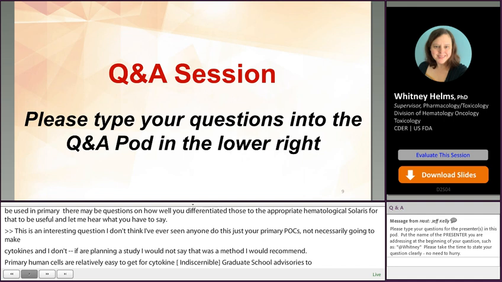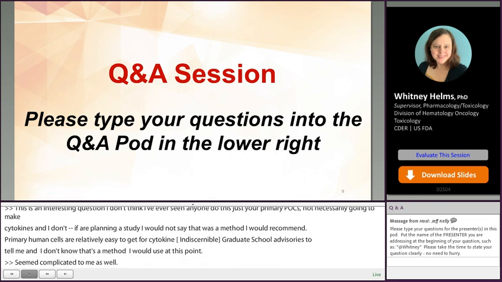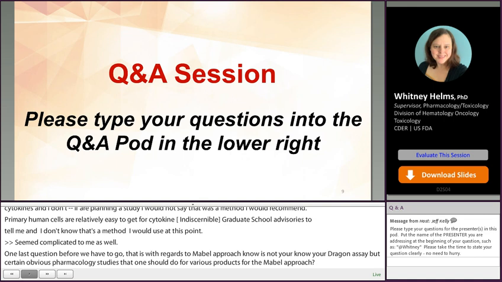One last question before we have to go, and that's with regards to a MABEL approach. I know it's know your drug, know your assays, but are there certain obvious pharmacology studies that one should do for various products for the MABEL approach? Well, other than doing your cytokine release assays, I think what we're really looking for in those is concentration response data. And the cytokine release assays, if they're negative, can help you maybe support a higher dose.